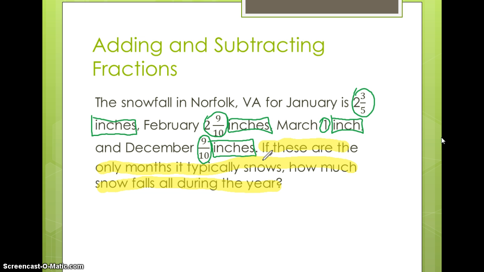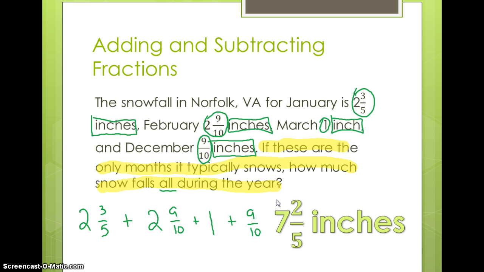So I'm going to add or subtract. And since I want to know all, that means I'm going to add. So you do 2 3/5 plus 2 9/10 plus 1 plus 9/10. And that will give you, is it going to show? There we go. 7 2/5 inches.